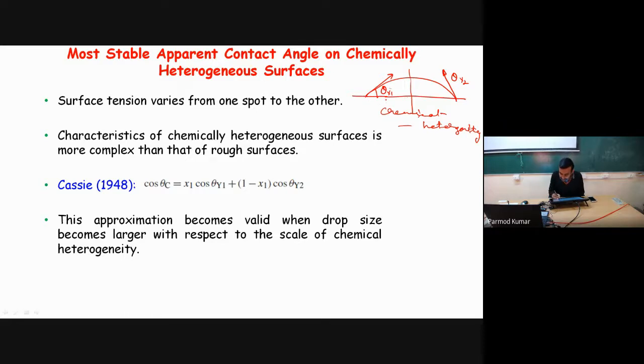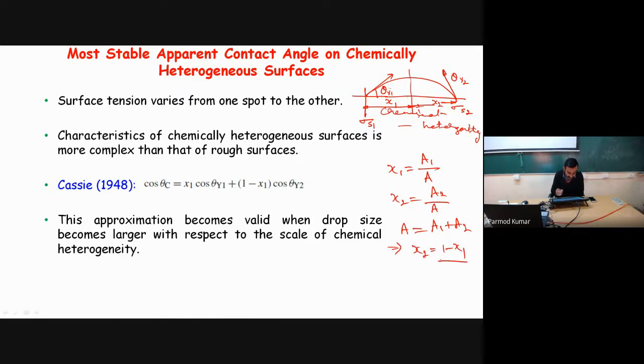Okay, so now say x1 represents the area fraction on some surface where the surface tension is sigma s1, and x2 is the area fraction of the surface where the surface tension is sigma s2. So x1 is nothing but area 1 divided by total area, x2 is area 2 divided by total area, and if we have only two surfaces, then the total area becomes A1 plus A2. So from here I can simply say that x2 is nothing but 1 minus x1.